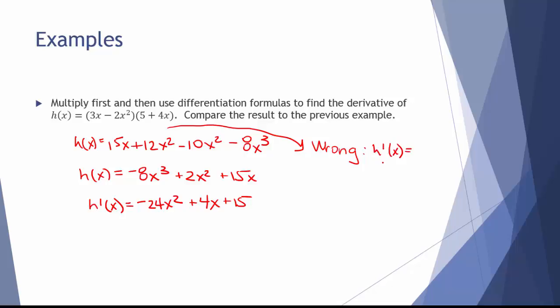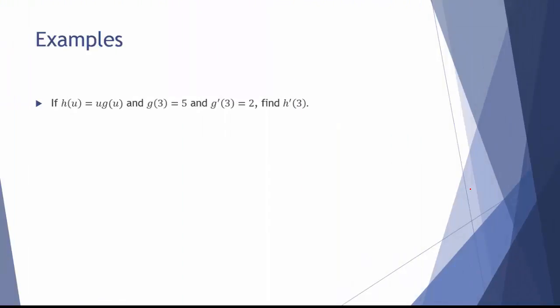Your derivative will then be, the derivative of 3x is 3. The derivative of negative 2x squared is going to be minus 4x. And then your second one, the derivative of 5 will be 0, and the derivative of 4x is 4. So notice when you distribute that, you're going to get 12 minus 16x, which is definitely not what you got there. So just taking the derivative of the first function times the derivative of the second function is usually not going to get you the correct answers. Let's take a look at another example of using the product rule.